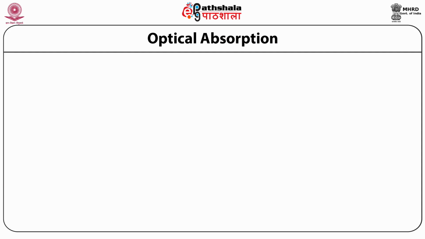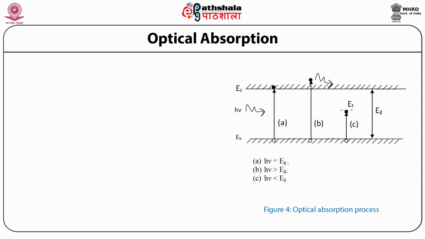Let us now discuss optical absorption. This figure shows the three types of optical absorption processes. The first one is h nu equal to Eg. The second one, h nu greater than Eg. And the third one is h nu less than Eg.